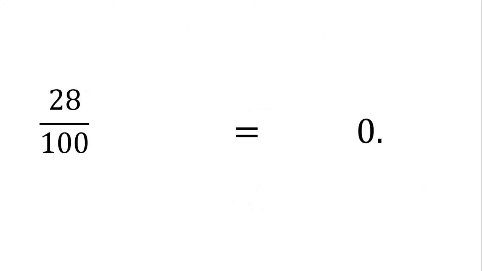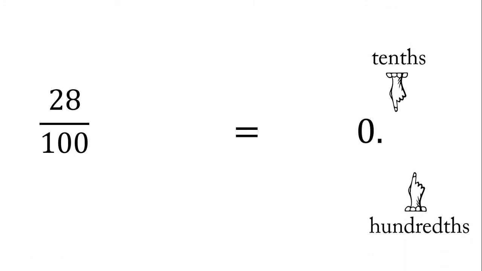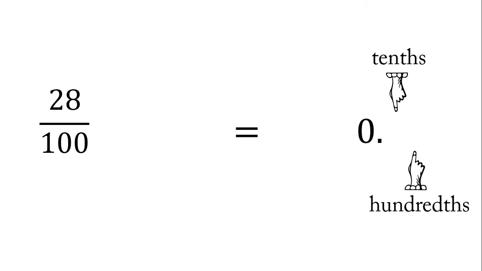We just need to look at the denominator in the fraction. How many places after the decimal point is the decimal going to be? 2. How do we know? Because the denominator here is hundredths, and hundredths is the second decimal place. So, tenths, hundredths. It's going to be 2 places after the decimal point. 28 hundredths.